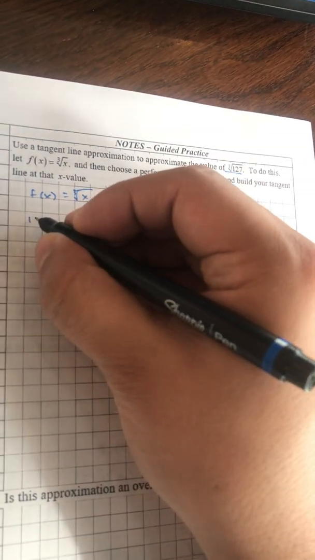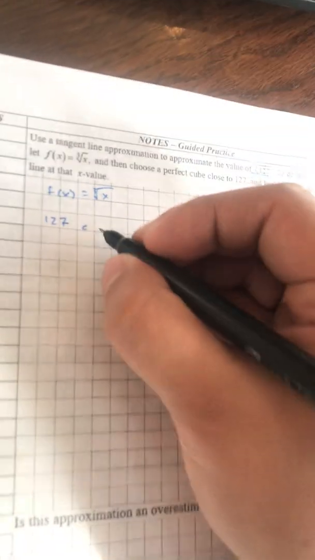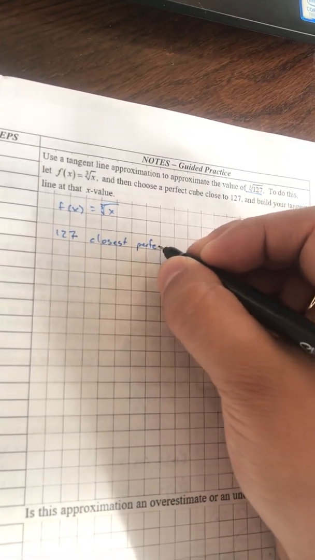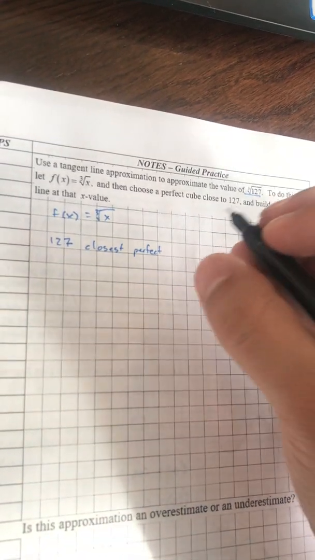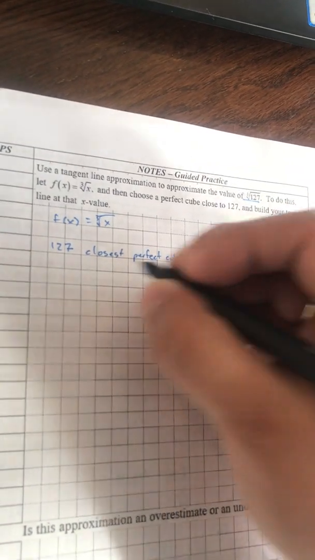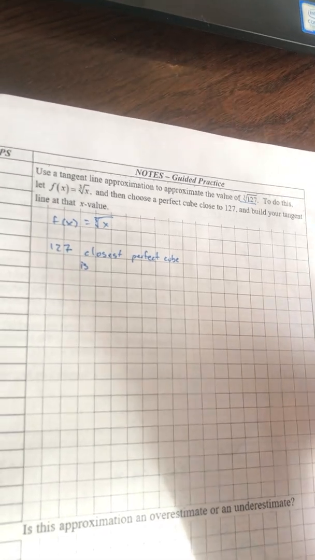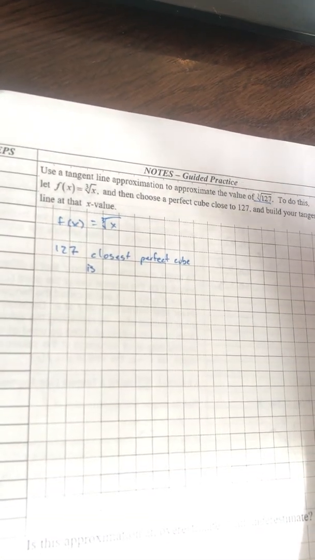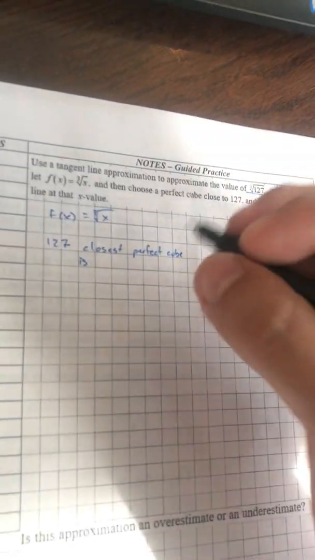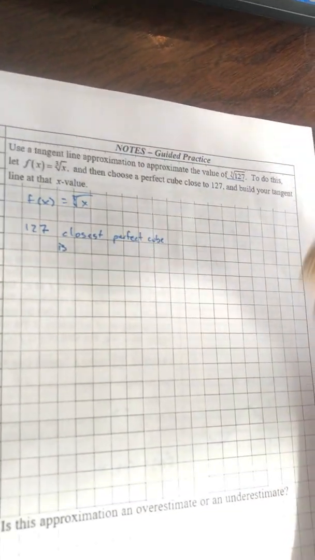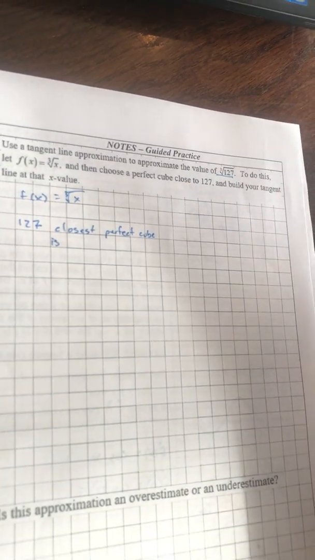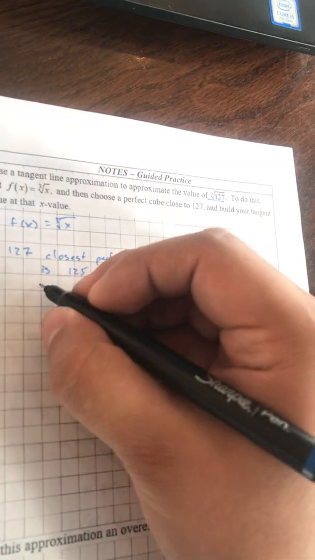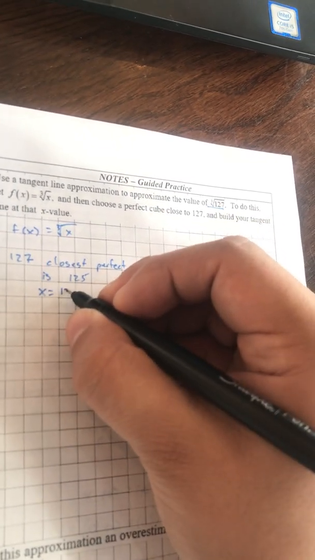So 127, the closest perfect cube is what? A perfect cube, guys, is one number multiplied by itself 3 times. That's a perfect cube. So 5 times 5 is 25, times 5 again would be 125, right? So it would be 125. So our x value would be 125.